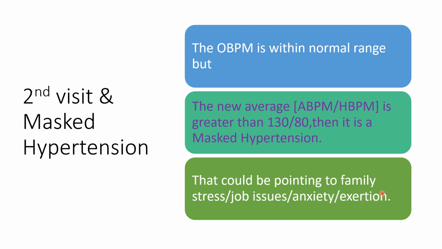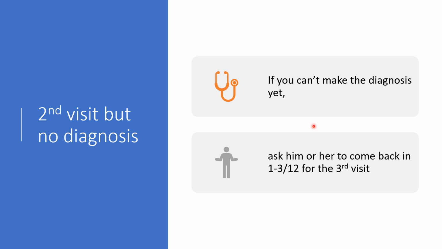So it's not going to be ordinary. Something is bothering him or her. We need to delve into that. Now, second visit, but no diagnosis. If you can't make the diagnosis yet, ask him or her to come back in 1 to 3 months for the third visit.